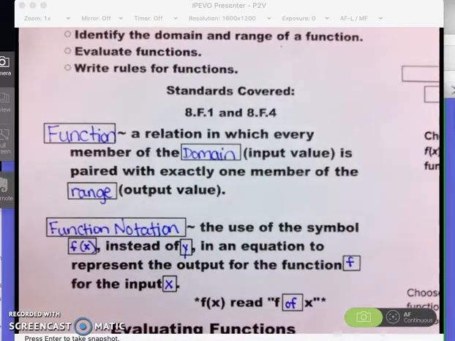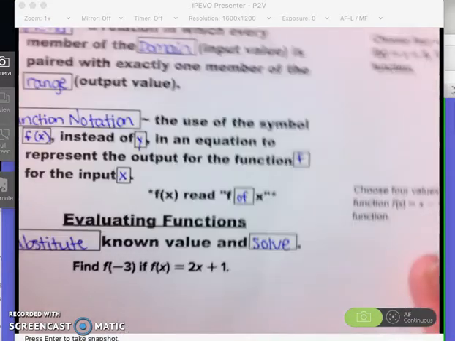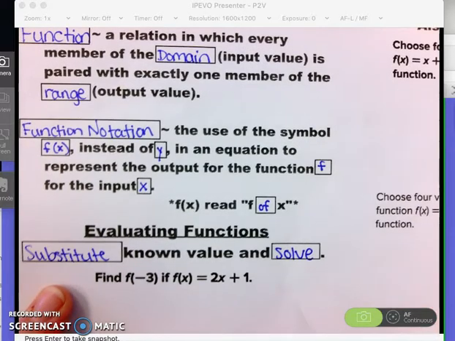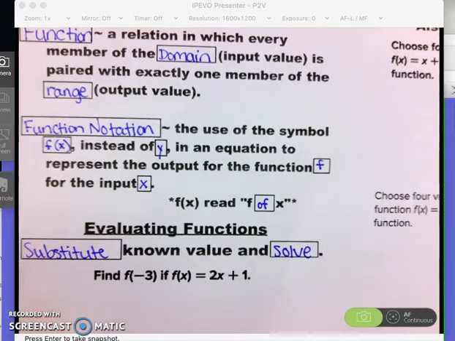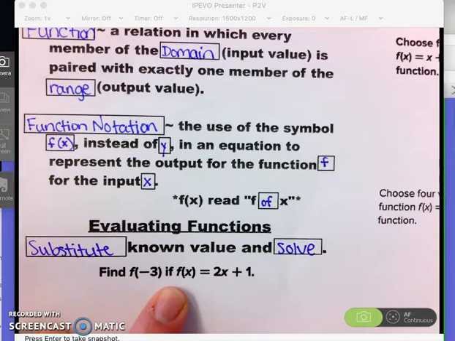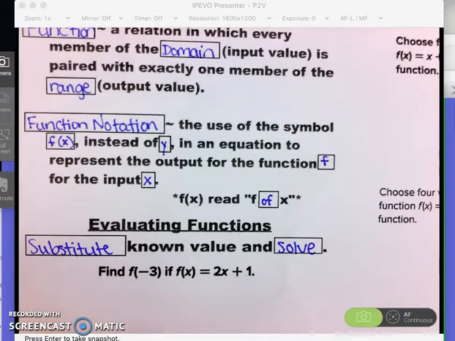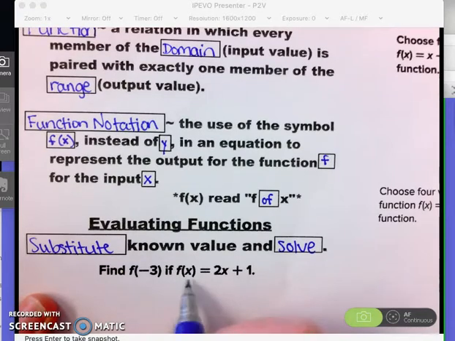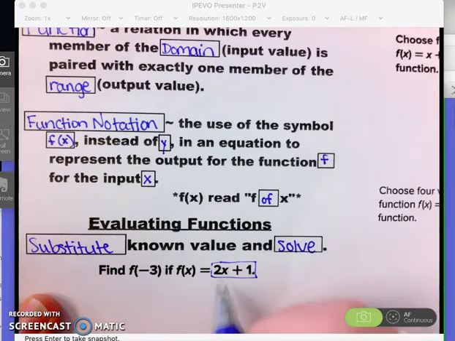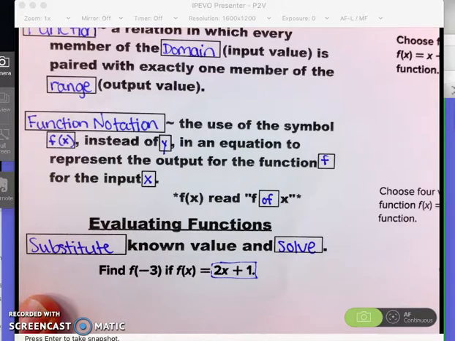Okay, so what we're going to be doing is substituting the known value, and then we're going to be solving. So for this one, find f of -3 if f of x is equal to 2x plus 1. Wherever we see an x in this part here, we're going to put -3 in there, and we're going to substitute it.